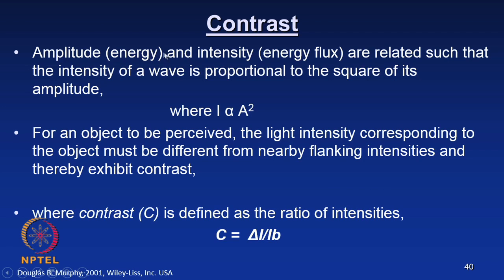Amplitude, which is energy, and intensity, which is energy flux, are related such that the intensity of the wave is proportional to the square of its amplitude. That is, I proportional to A square. For an object to be perceived, the light intensity corresponding to the object must be different from the nearby flanking intensities and thereby exhibit contrast. The contrast C is defined as the ratio of intensities, that is C is equal to delta I by IB.